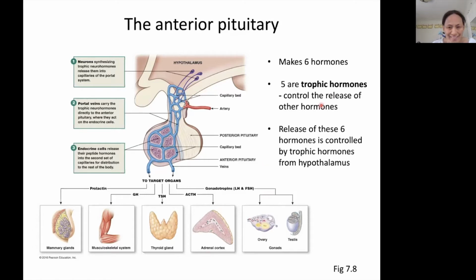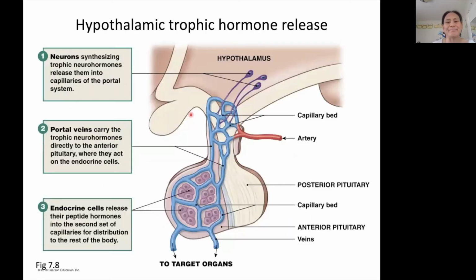On top of that, these 6 hormones, they're coming from the anterior pituitary, but the control of their release is actually controlled by trophic hormones coming from the hypothalamus up here, okay? So let's take a closer look at that.